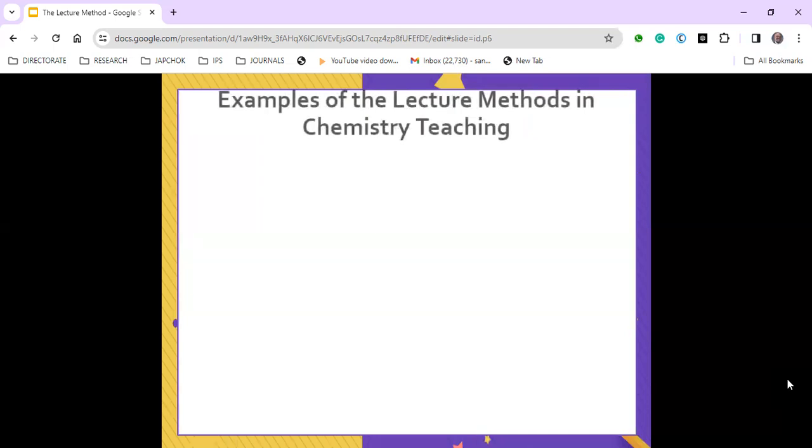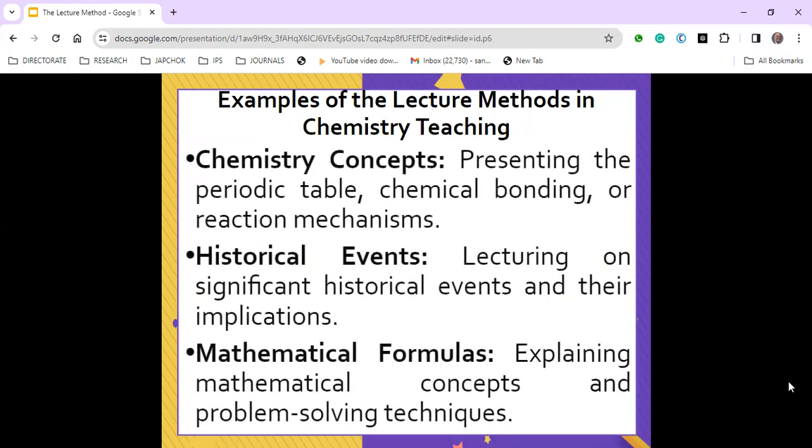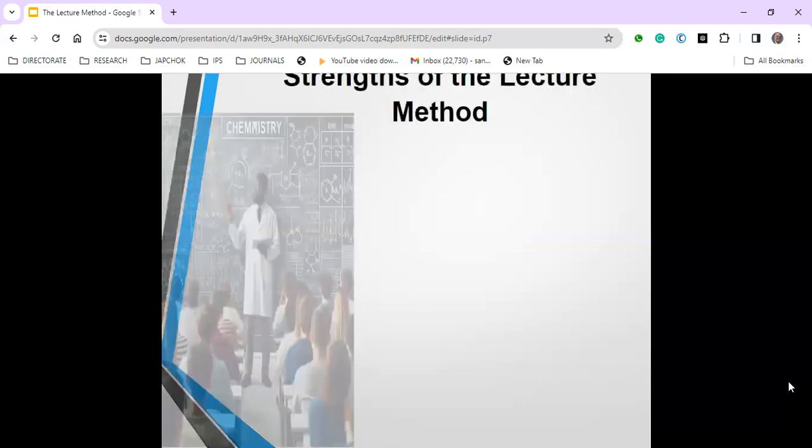Let's now look at examples of the lecture method with respect to chemistry teaching. The lecture method can be used to present chemistry concepts, basically all chemistry concepts. It can be used to discuss historical events with respect to some chemistry concepts. And of course, when you have mathematical formulae, when you have mathematical concepts, you can just basically use the lecture method. Now to the strengths of the lecture method.